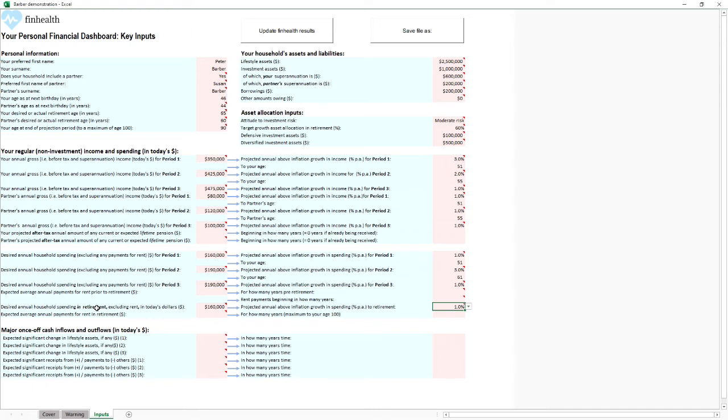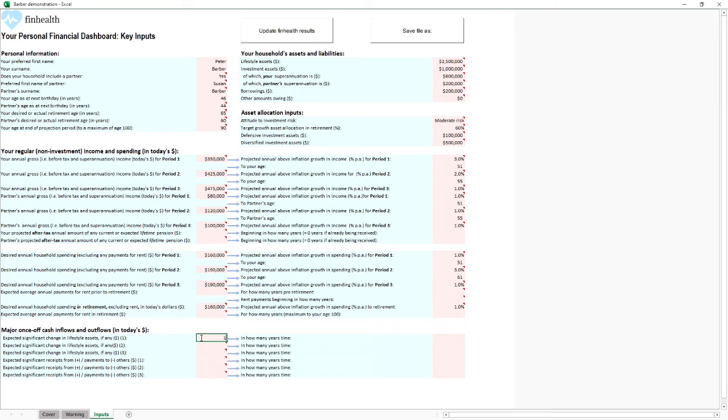The final input section, major once-off cash inflows and outflows in today's dollars, captures 1. Significant expected sales and purchases of lifestyle assets, and 2. Significant payments to or receipts from third parties. There are 3 alternatives available for each category. Peter has chosen to include 1 in each category.